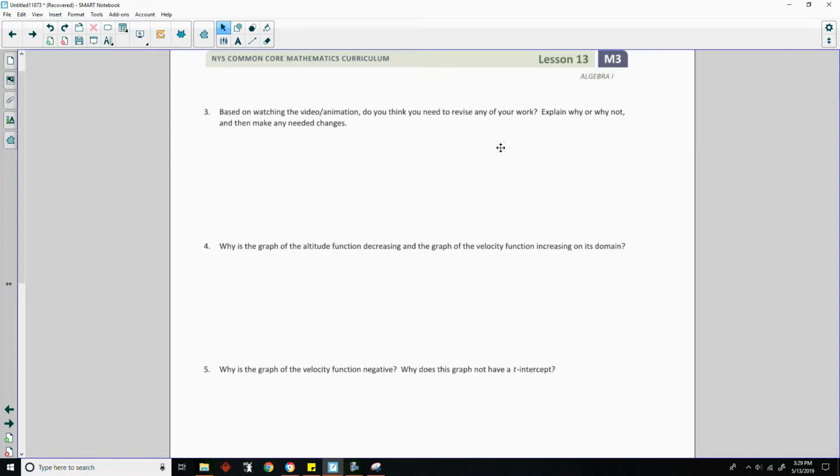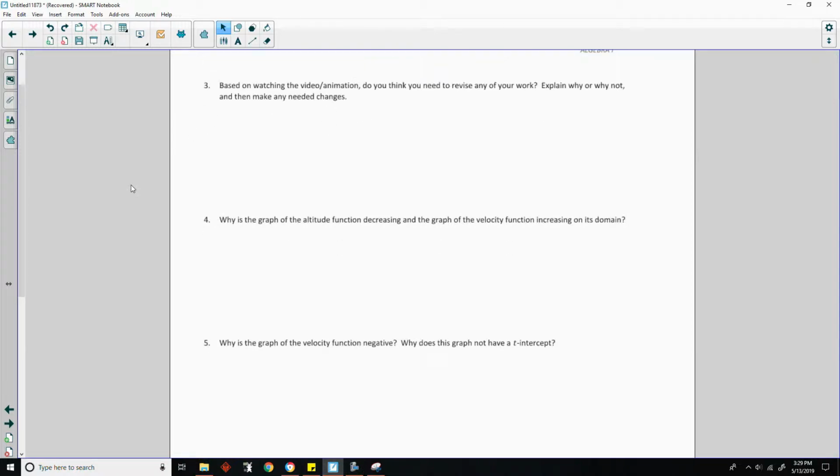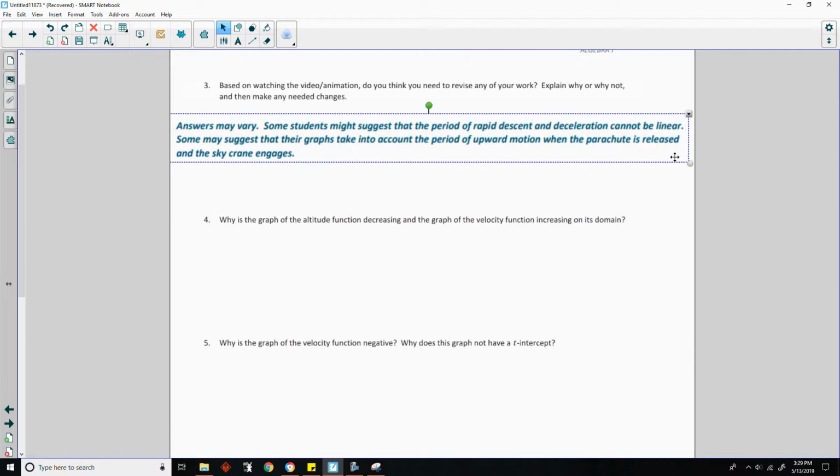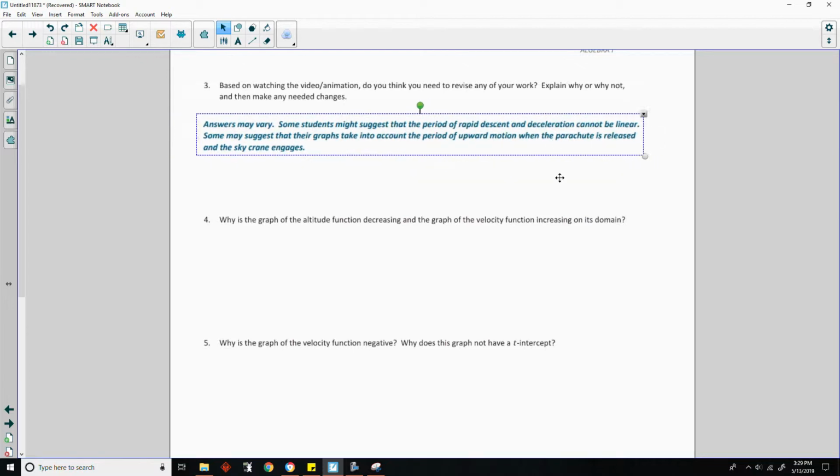Okay, page 4. Number 3. Based on watching the video animation, do you think you need to revise any of your work? Explain why or why not, and then make any needed changes. So here it is. Obviously, answers will vary. Some students might suggest that the period of rapid descent and deceleration cannot be linear. Some may suggest that their graphs take into account the period of upward motion when the parachute is released and the sky crane engages.